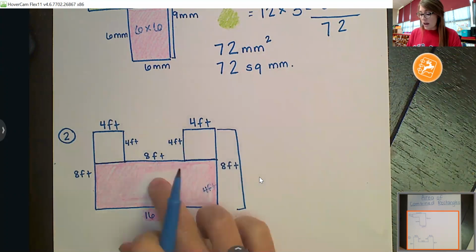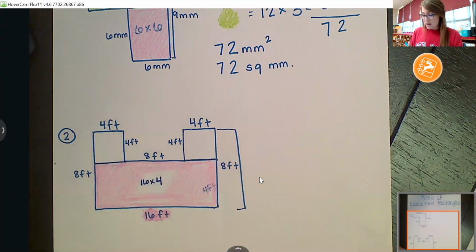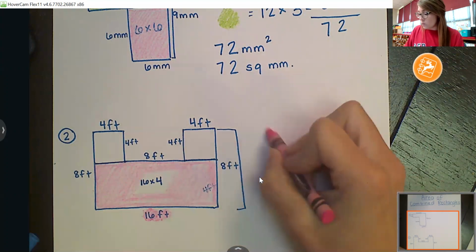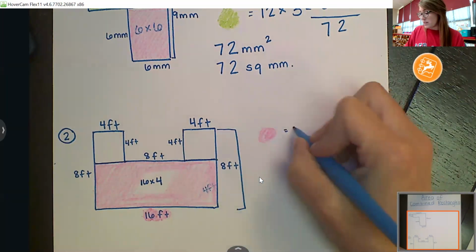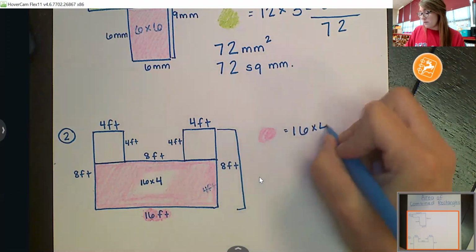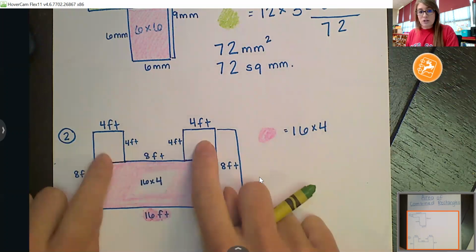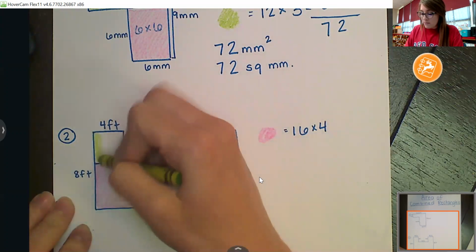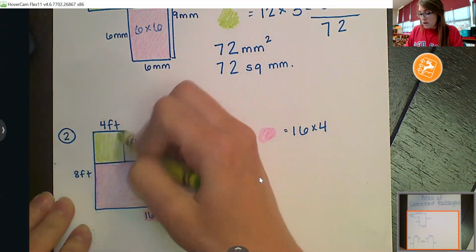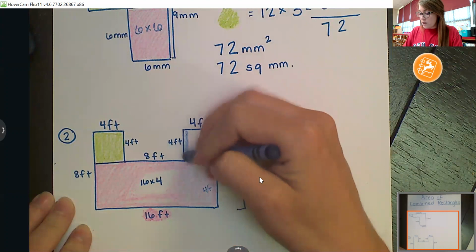So in order to find the area of this large rectangle, I'm going to have to do 16 times that 4 feet right there. So the pink one, we're going to have to do 16 times 4. All right. Now we've got these two smaller ones here. Just color this one green. And I'll color this one blue.